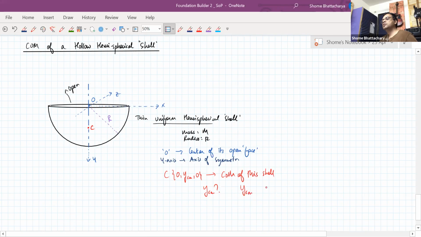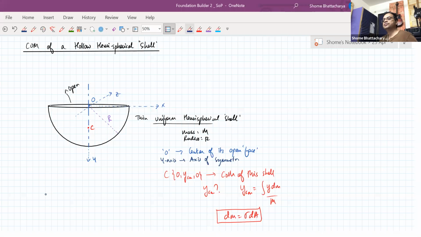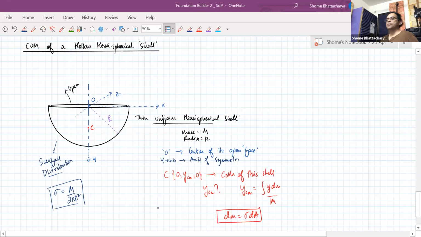So we'll use the method. In this case, we will use obviously this, but what about dm? dm will be which type of element? dm will be a surface element. It will be a sigma dA type of element. Why? Because this is a surface distribution of mass. This is a surface distribution because it's a thin shell. Okay. So its sigma will be total mass divided by total surface area, which will be 2 pi r square.